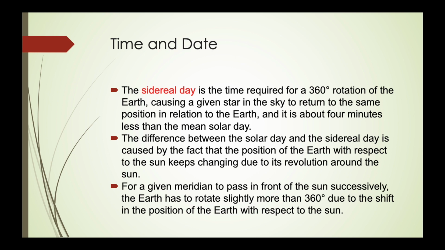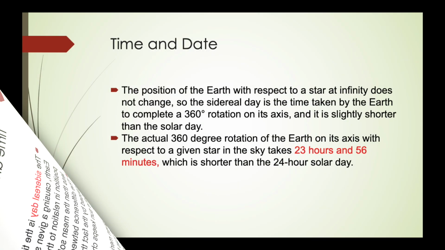The difference between the solar day and the sidereal day is caused by the fact that the position of the Earth with respect to the Sun keeps changing due to its revolution around the Sun. For a given meridian to pass in front of the Sun successively, the Earth has to rotate slightly more than 360 degrees due to the shift in the position of the Earth with respect to the Sun.